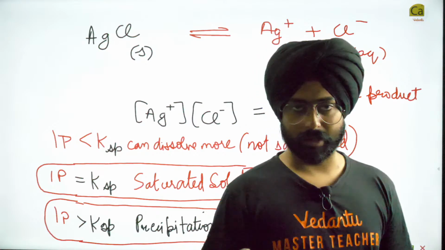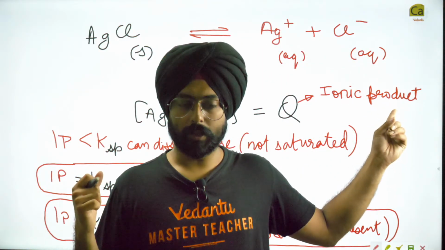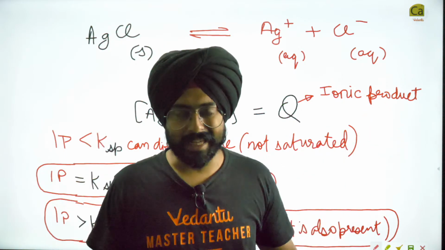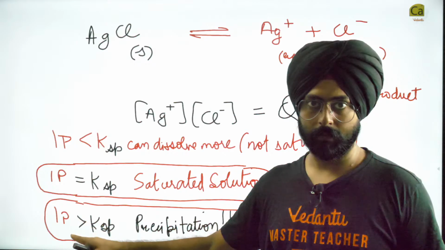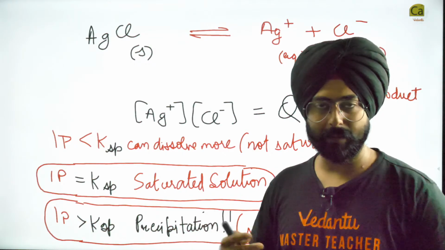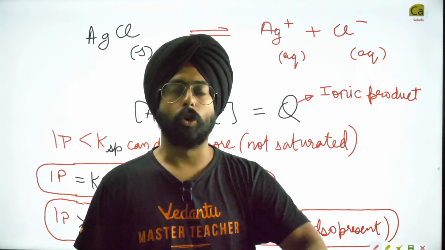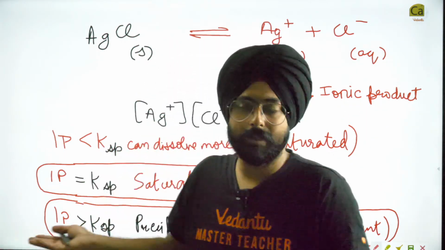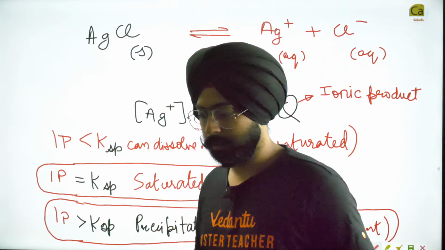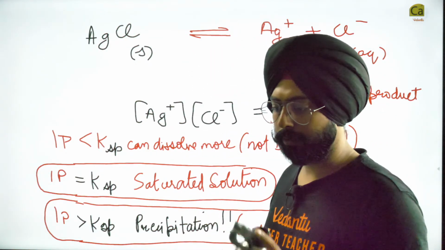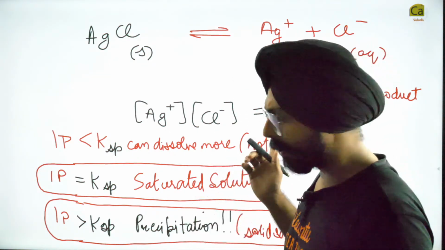Just name changes, okay? Reaction quotient for solubility is called ionic product, and K equilibrium for solubility is known as solubility product. Understood? The difference in the names is pretty obvious, right? Ionic product is the product of the ions at any point of time. Solubility product is at the saturated point. Okay? As simple as that. So just write it down.